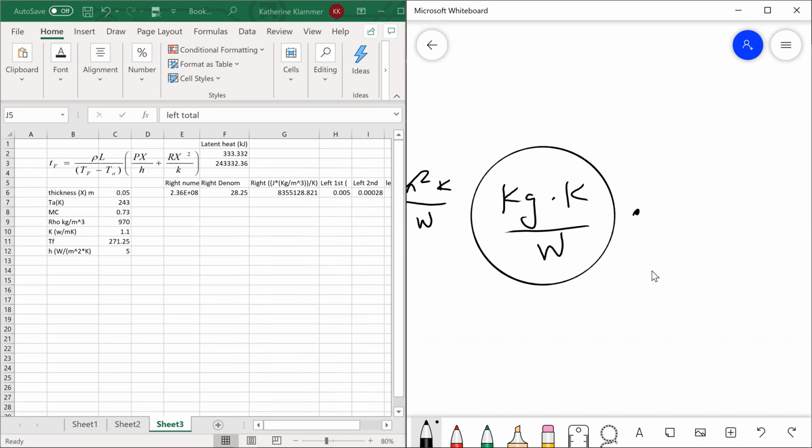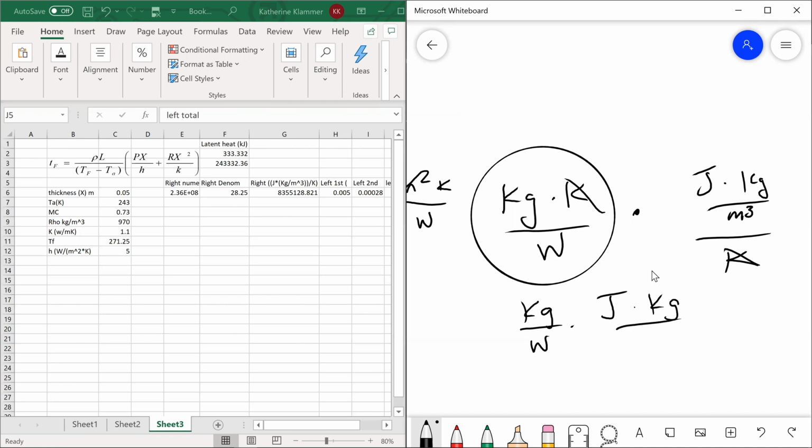So we're going to multiply this by joules times kilogram per meter cubed and divided by Kelvin. So that's going to cancel out. And then we're going to have kg over watts times joules times kilogram per meter cubed. Did I do something wrong? No, okay, because there is something really weird with, no, I must have done something wrong.